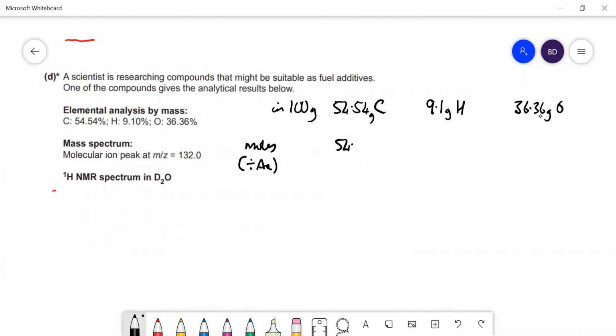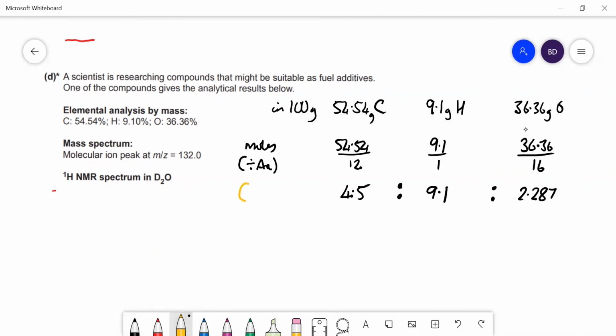We need to convert that to moles, so we're going to divide by the AR. So how many moles of carbon? We've got 54.54 over 12, 9.1 over 1 for hydrogen, 36.36 over 16 for oxygen. So let's do that. We get 4.5, that gives us 9.1, and that gives us 2.287. Right, we're going to simplify this ratio of moles by dividing by the smallest number, which is 2.287. So we do that, that goes into 4.5 twice, more or less, goes into 9.1 4 times, and it goes into that once, obviously. Okay, so the empirical formula is C2H4O.